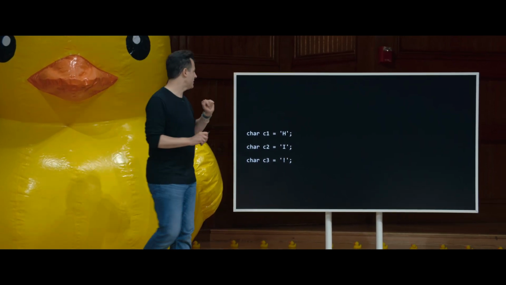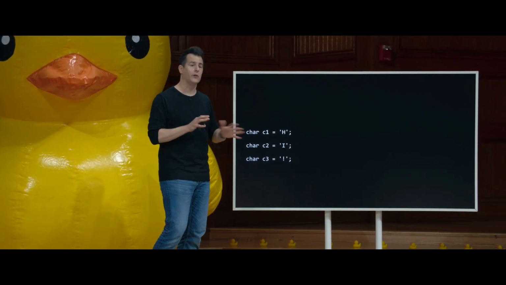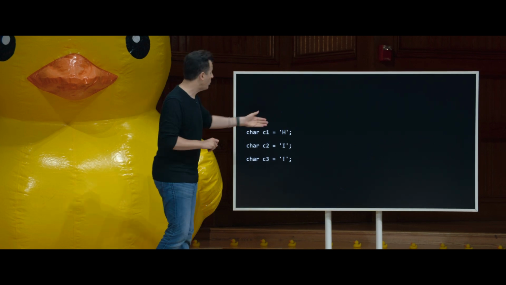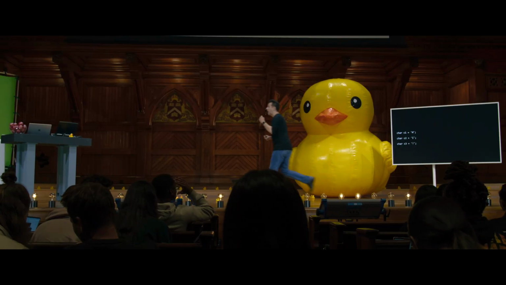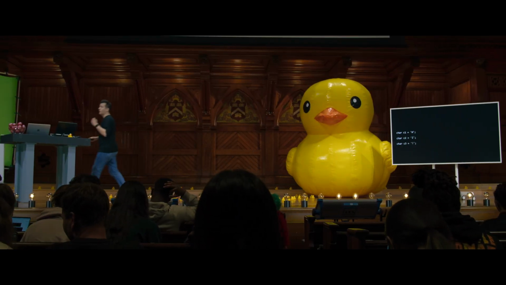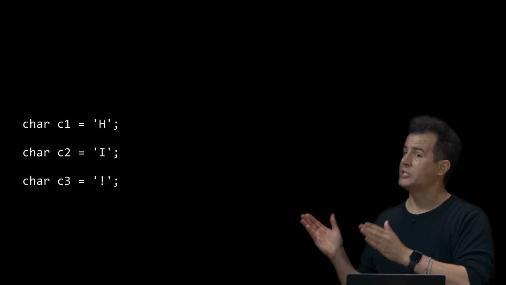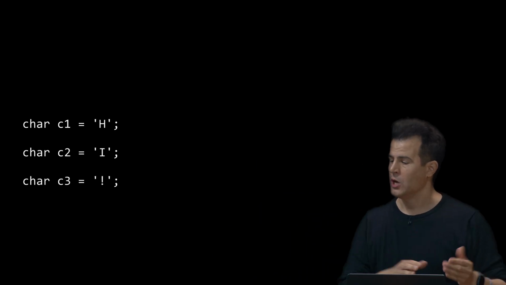And for simplicity, I'm going to call them c1, c2, and c3 just for the sake of discussion. But I'm going to put our familiar characters, H I exclamation point, in those variables using single quotes, because again, that's what you do when using individual chars, to make the point that I can store 3 chars in 3 separate variables. So let me go ahead and go over to VS Code here, and let me create something called hi.c.